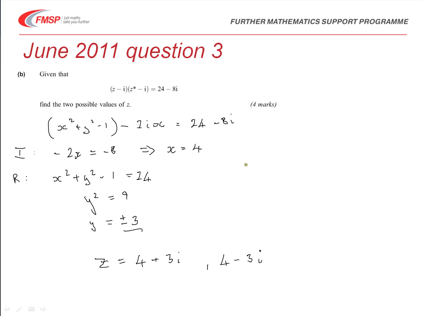Anyway, where do you get your marks then for the 4 marks? Well, identifying the real and the imaginary parts will give you a method mark. Stating this value of x from one of those equations gives you an answer mark, and then an appropriate method mark for substituting back in to find y and obtaining the two possible values, and hence the solutions gives you your 4th mark to this section of the problem.